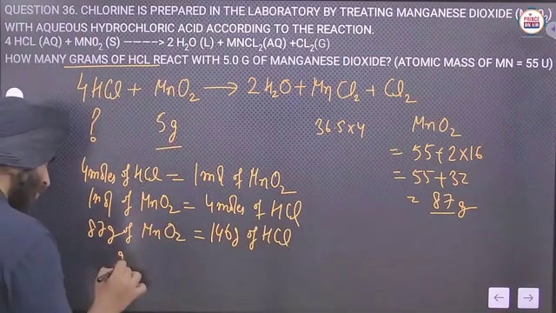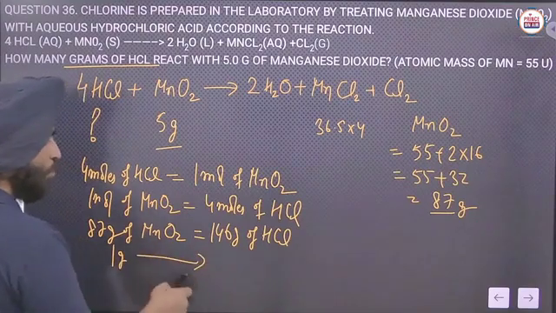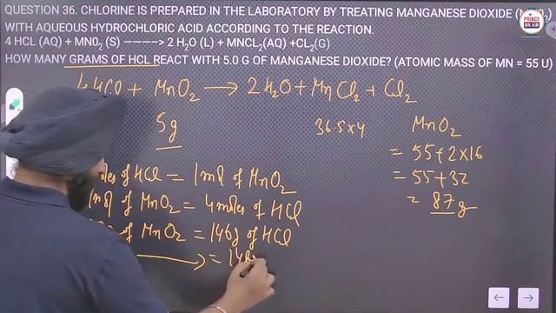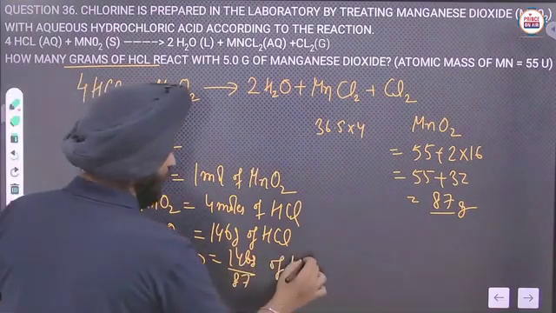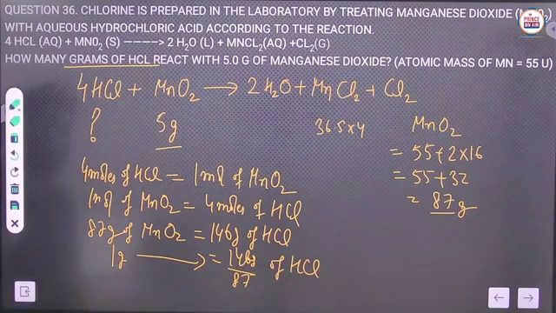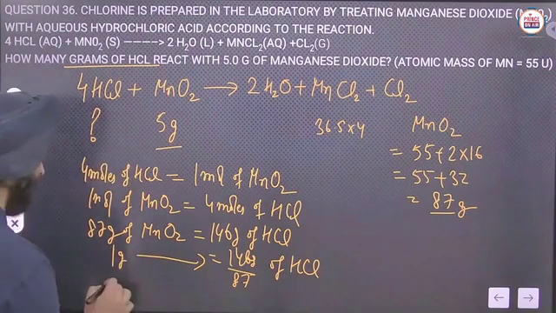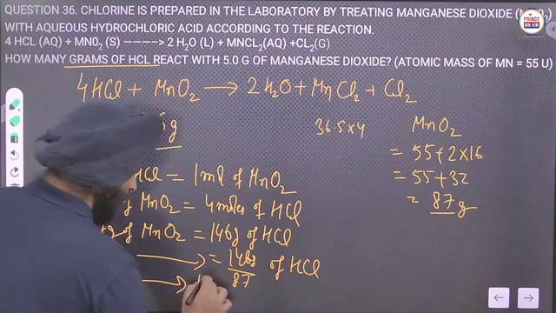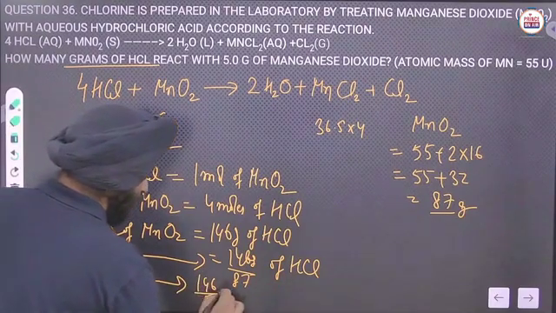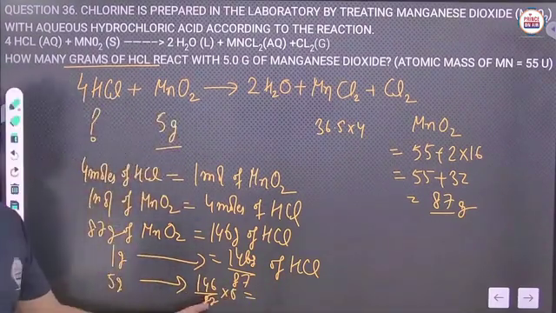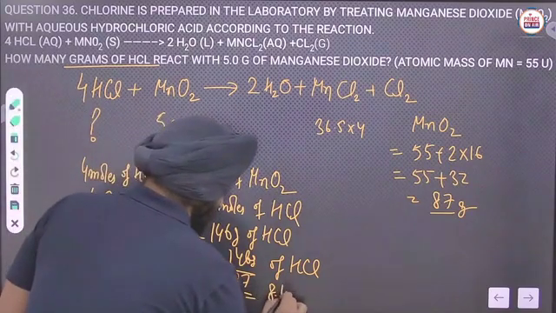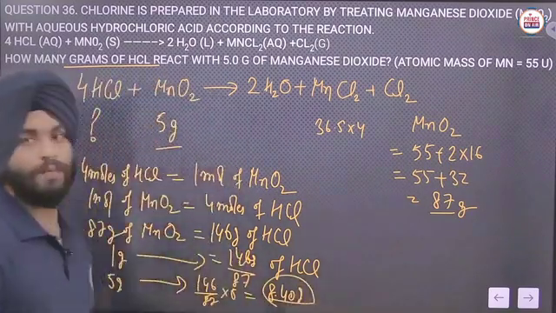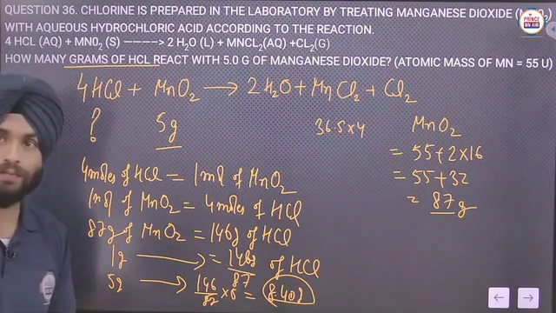Okay, 1 gram of MnO2 reacts with 146 upon 87 gram of HCl. Okay, clear? So since we are having 5 grams, we need 146 upon 87 into 5. You have to solve that, and the answer will come out to be 8.40 gram. So you just have to do that calculation only. Okay then.